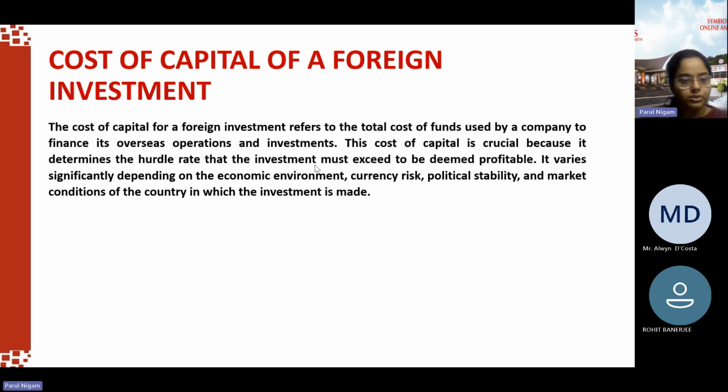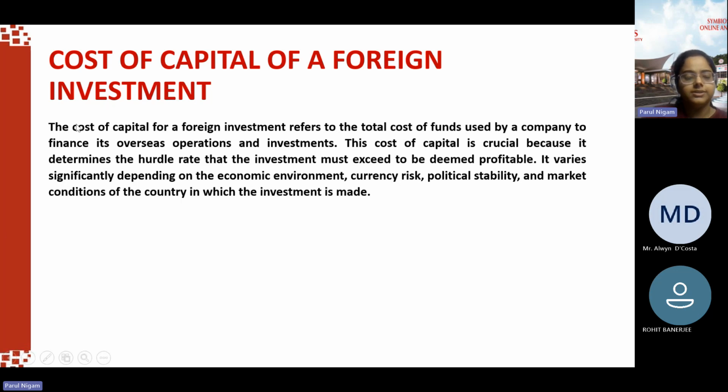There are various components of cost of capital. It is primarily determined by a firm's weighted average cost of capital, which includes both debt and equity financing. Then we have cost of equity, which is the return required by investors to hold a company's stock. Then cost of debt, which is basically interest paid on borrowed funds. When both these are combined, your cost of equity and cost of debt, you get the cost of capital.